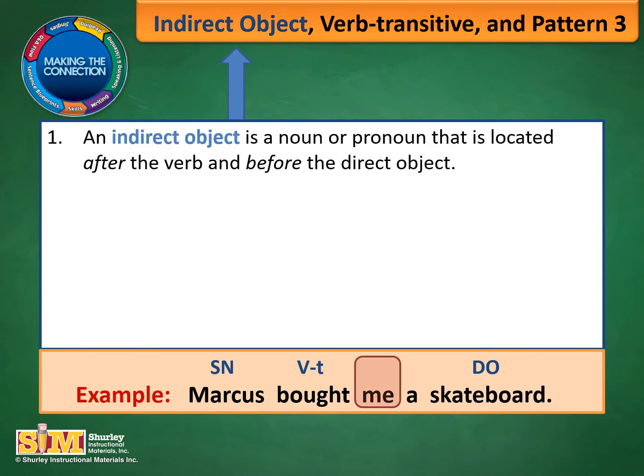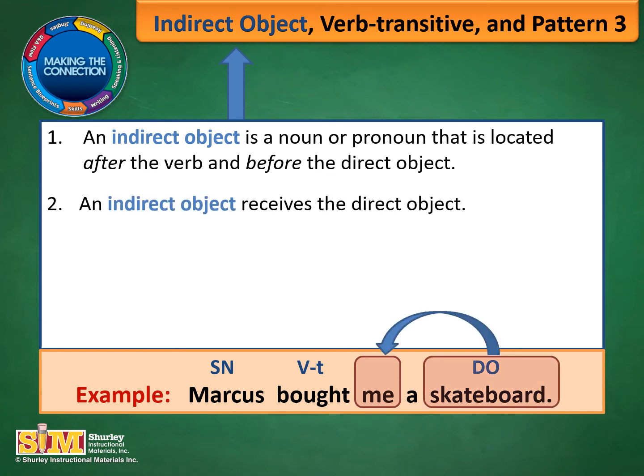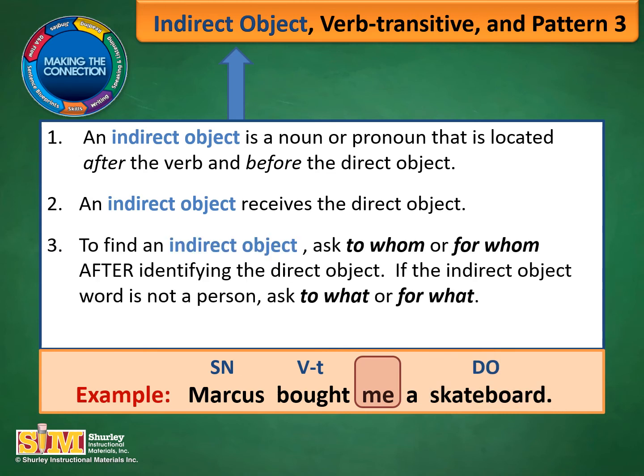Now, let's learn more about an indirect object and how it becomes a core part of a Pattern 3 sentence. An indirect object is a noun or pronoun that is located after the verb and before the direct object. An indirect object receives the direct object. To find an indirect object, ask to whom or for whom after identifying the direct object. If the indirect object word is not a person, ask to what or for what.